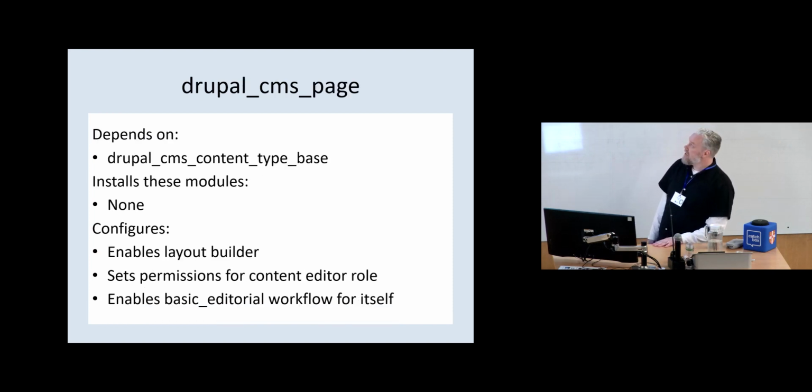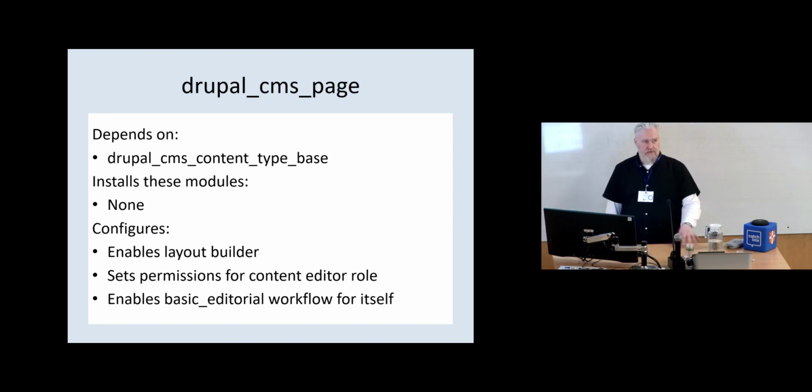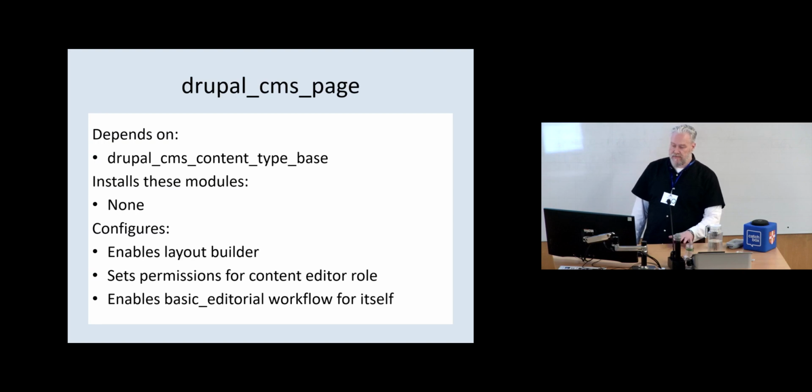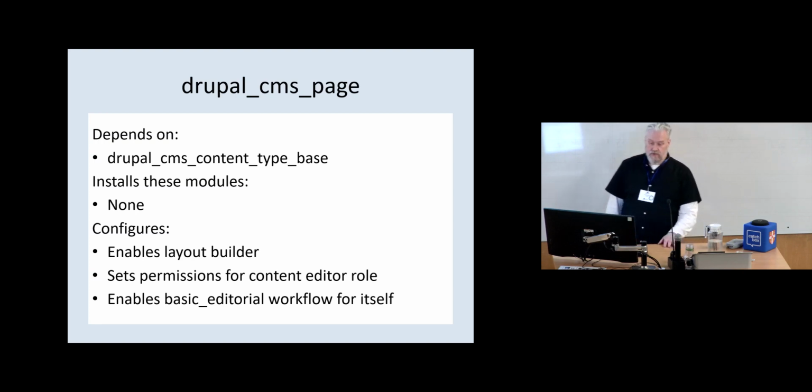Okay, this is the one content type that you get out of the box without doing anything, the Drupal CMS page. It depends on another recipe, which is the content type base, which we'll look at in a second. But this one essentially doesn't install any extra modules, but it does set up Layout Builder, and it figures out what permissions it's going to put in place and sets up a basic editorial workflow for itself.